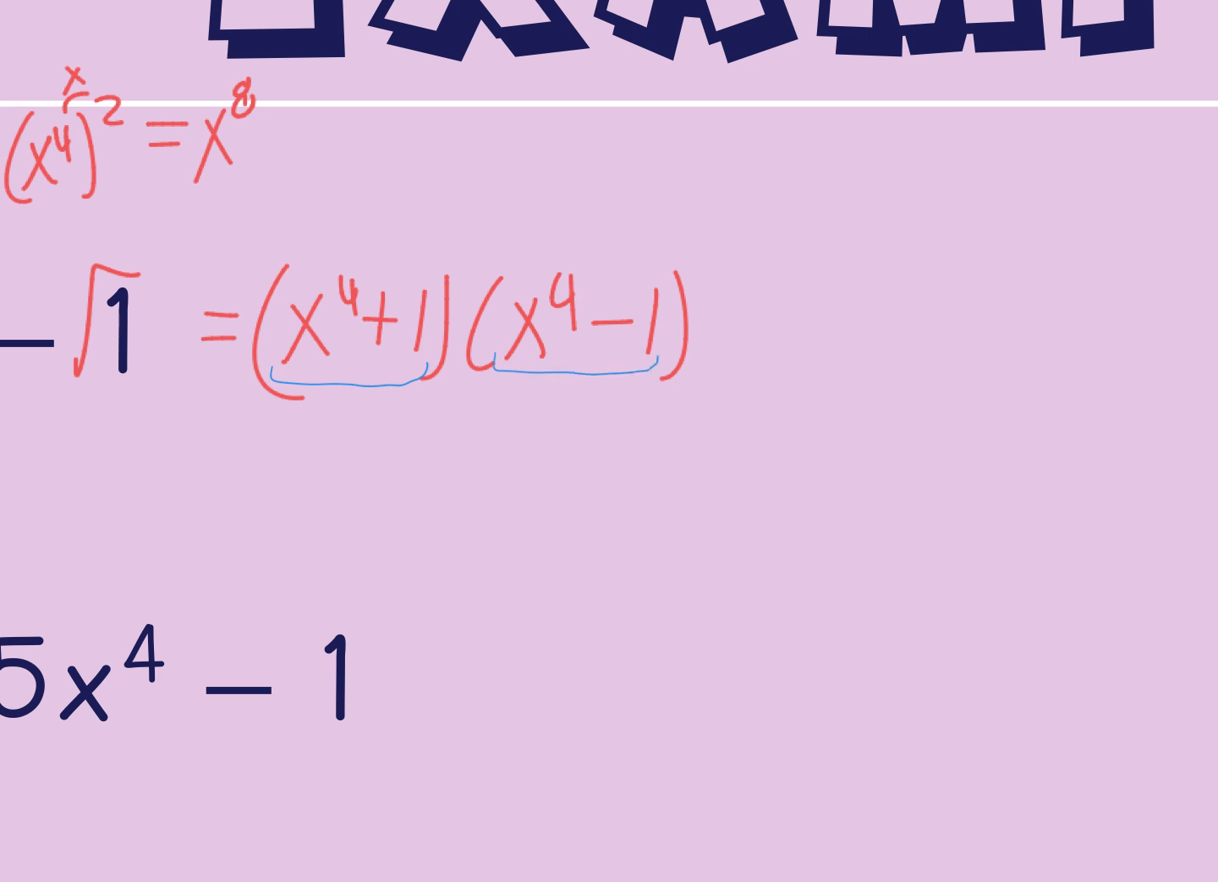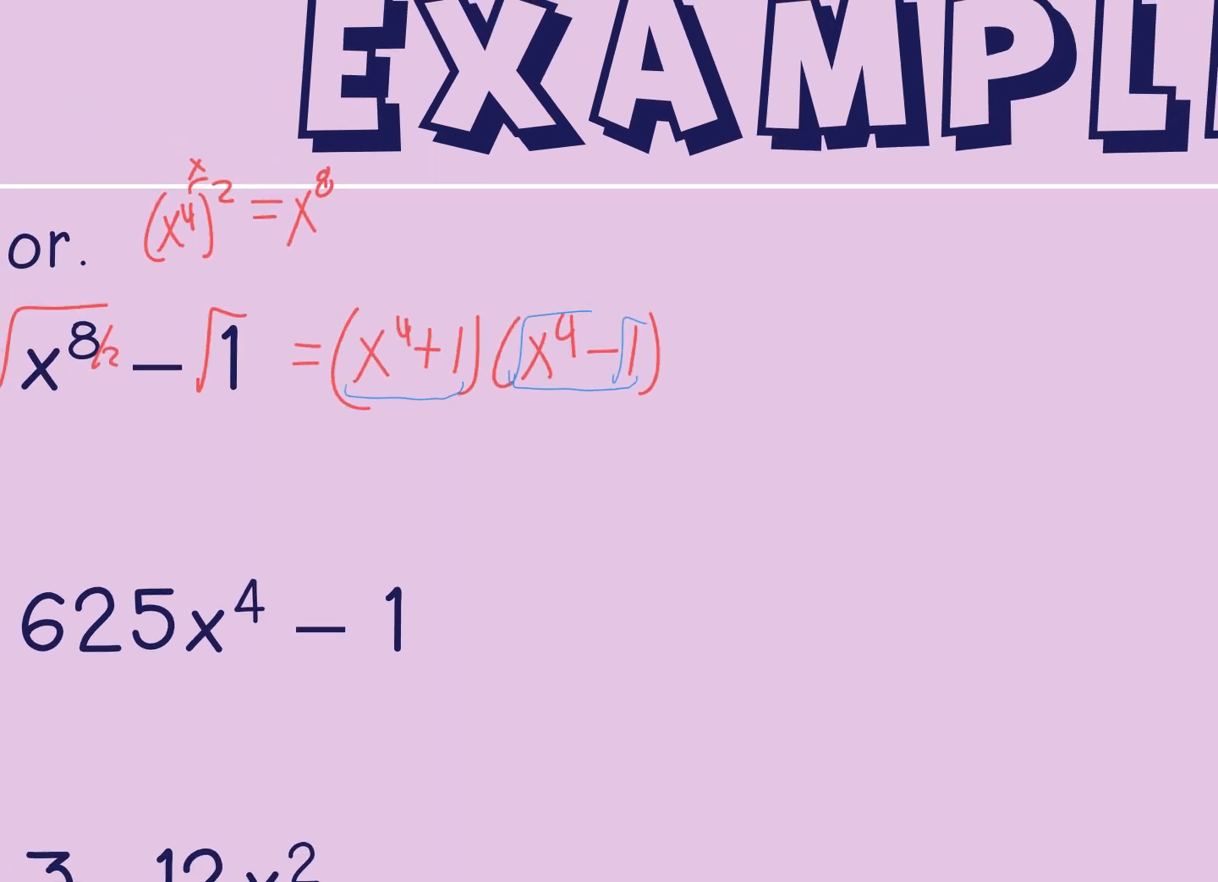But x to the fourth minus 1, this is another difference of perfect squares. X to the fourth is a perfect square, and 1 is a perfect square. So your answer is not finished. Even though you did it once, you might need to do it more times. So I'm going to get an x to the fourth plus 1, and then right here, this x to the fourth minus 1. Again, I have an even exponent. I can just divide it by 2 to get my square root. This is going to be an x squared plus 1 and an x squared minus 1.